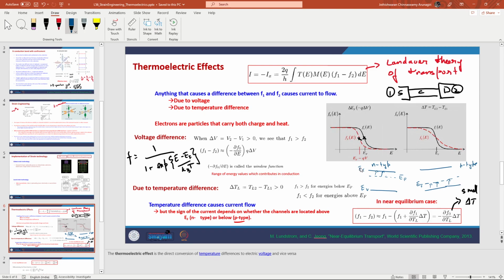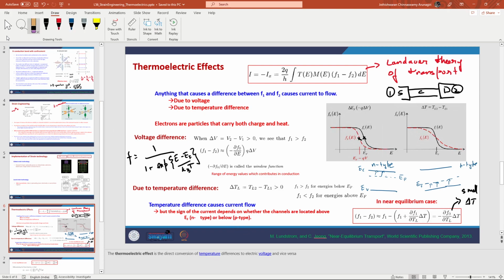As you can see, depending on the type of doping in the material, the charge carriers that move from the high temperature region to the low temperature region change. So this is very important. The temperature difference causes a current flow, but the sign of the current depends on where the channel is located and what kind of a material the channel is made of.